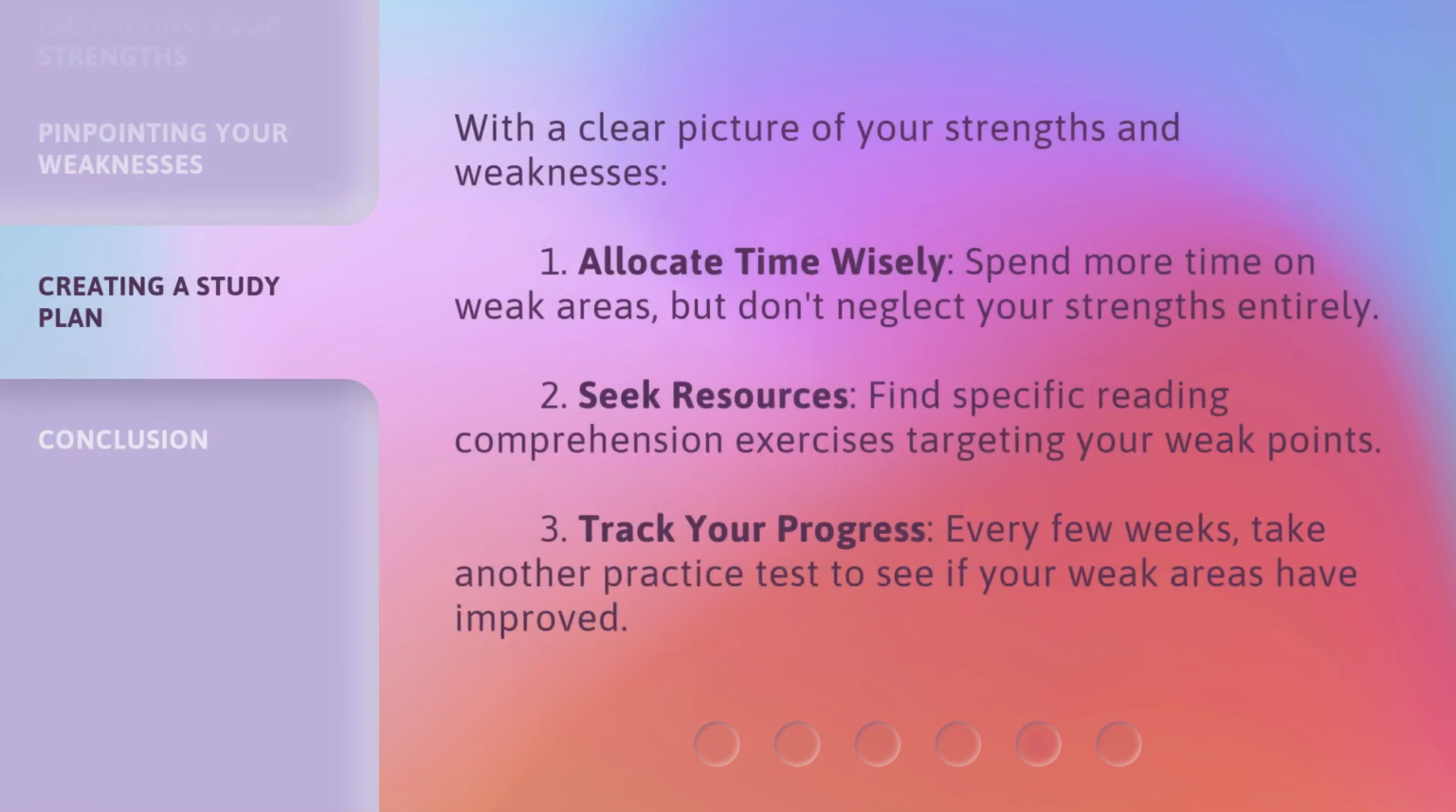With a clear picture of your strengths and weaknesses: 1. Allocate time wisely. Spend more time on weak areas, but don't neglect your strengths entirely. 2. Seek resources. Find specific reading comprehension exercises targeting your weak points. 3. Track your progress. Every few weeks, take another practice test to see if your weak areas have improved.